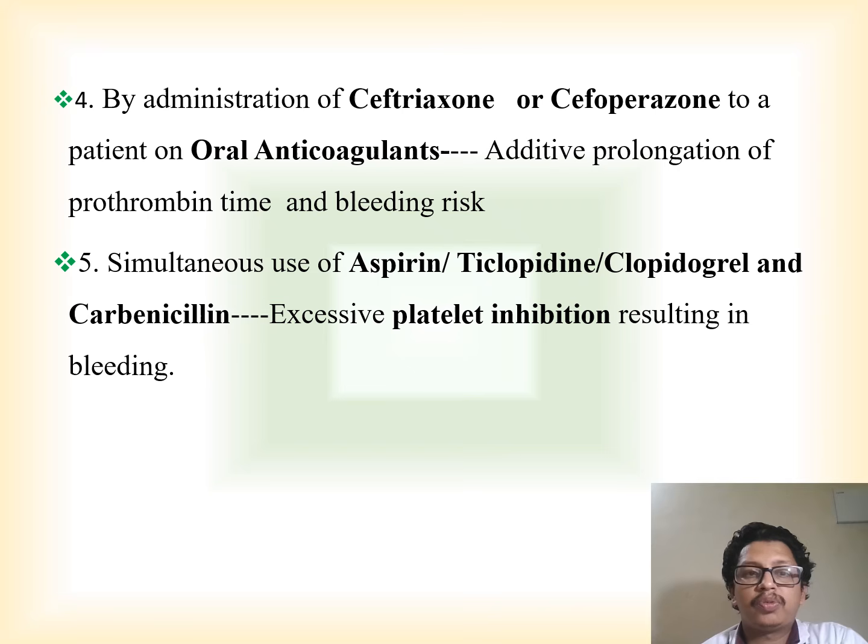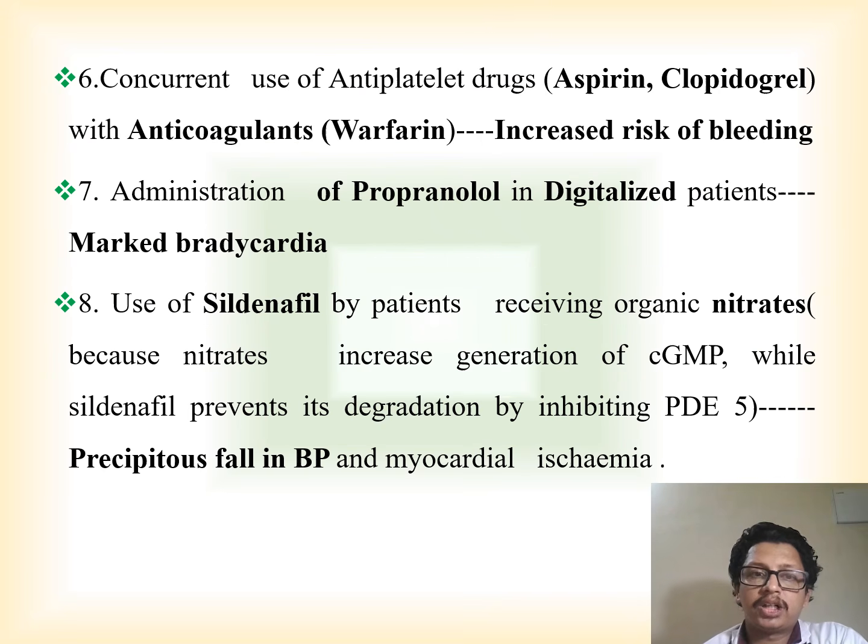If ceftriaxone is added to oral anticoagulants in circulation, there will be additive prolongation of prothrombin and bleeding time due to displacement of the oral anticoagulant from plasma protein. Simultaneous use of aspirin, diclofenac, clopidogrel, carbamazepine causes platelet inhibition causing bleeding. Concurrent use of antiplatelet and anticoagulant causes excessive bleeding.